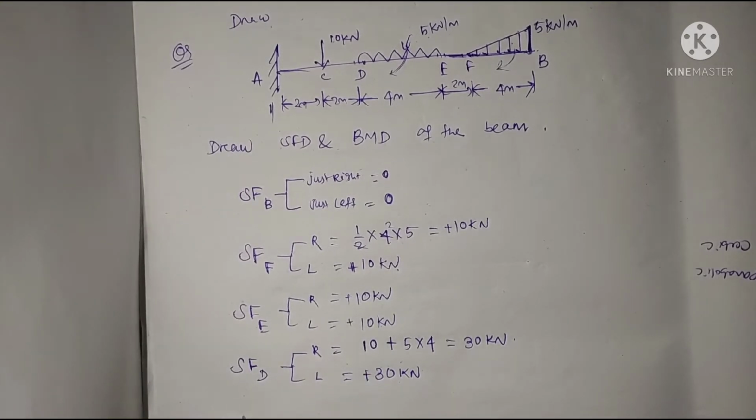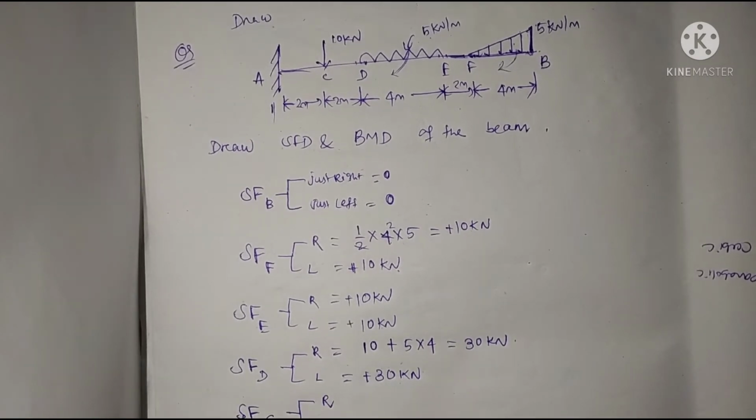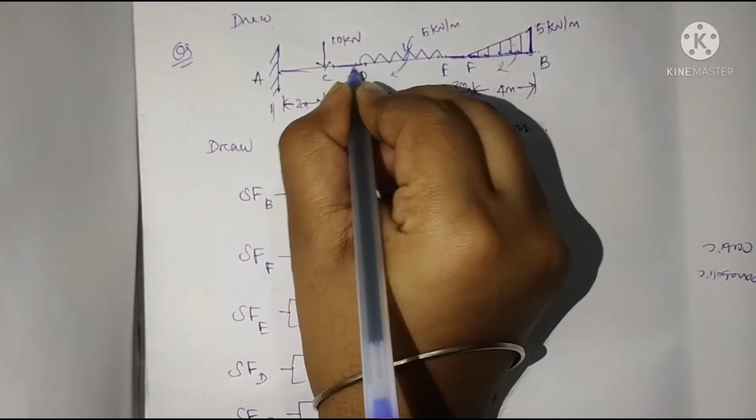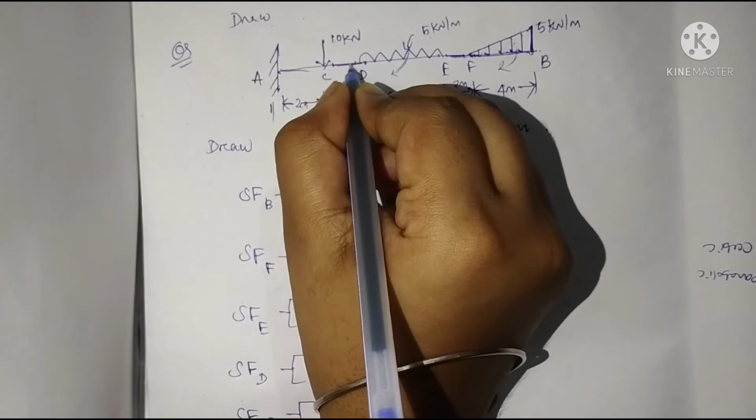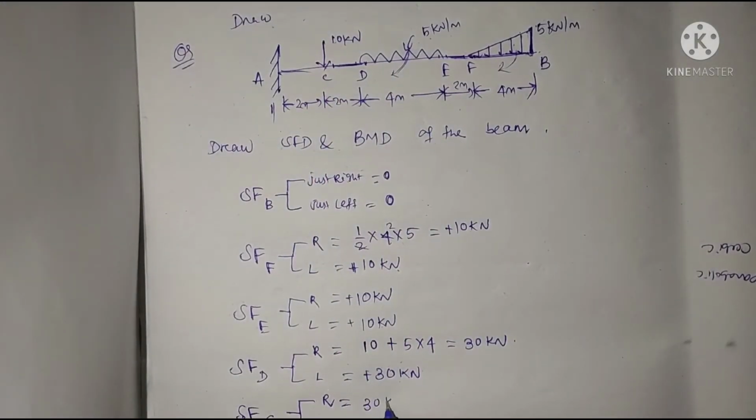And now calculating shear force at point C, just right and just left. At just right, in this portion there is no further loading, so the shear force will be the same, 30 kilonewton.